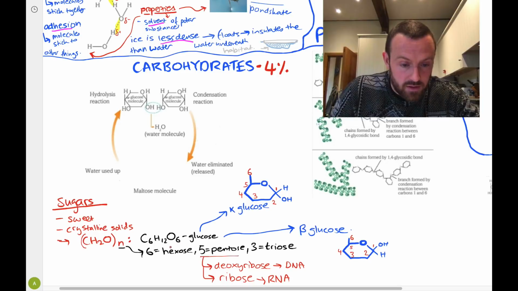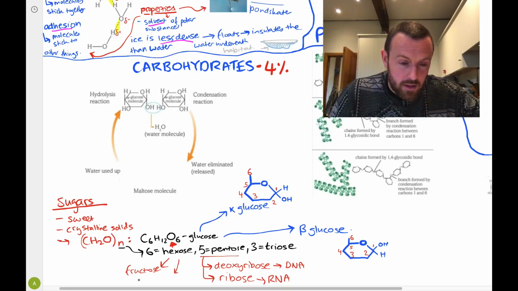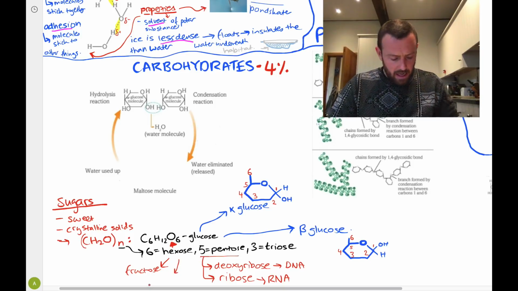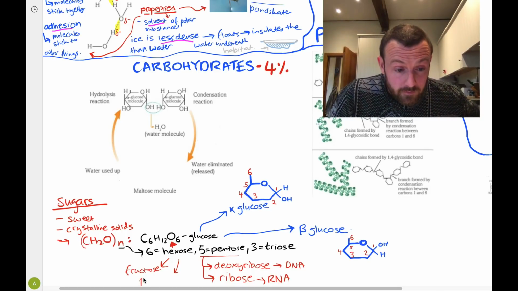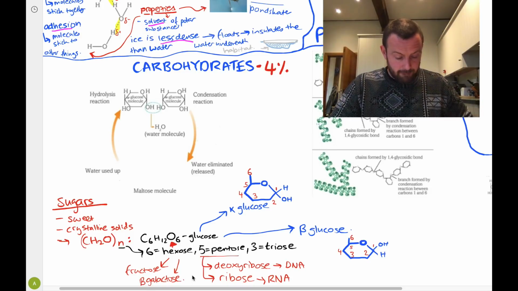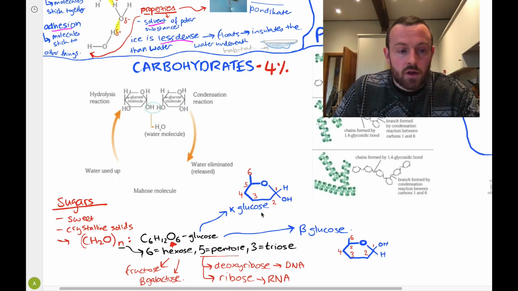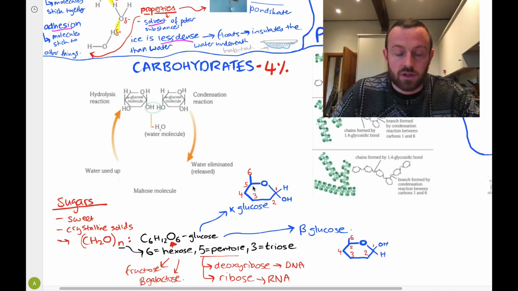So glucose here is a hexose. The other hexoses that we can have here, which are important, are fructose, and also we've got beta-galactose. Okay, all right. So those are the fundamental building blocks, sugars.